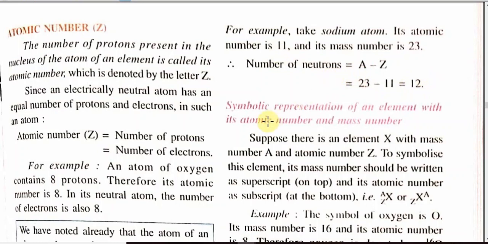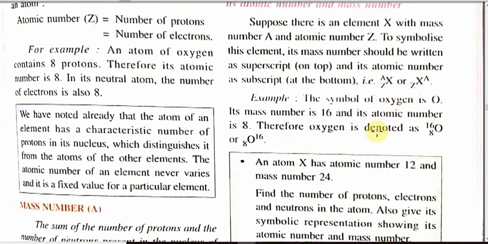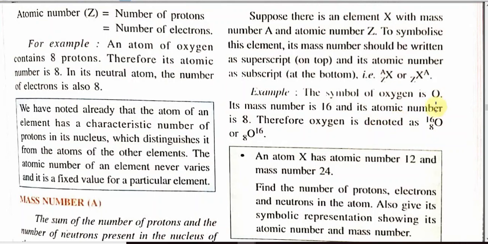Symbolic representation of an element with atomic number and mass number. It means how an atom is represented in terms of atomic number and mass number. Students, please follow the mouse cursor. Look at the place I am highlighting. Suppose this is an example. This X is an element. You can see on the upper side A is the mass number and on the lower side Z is the atomic number. You can also write this in this format.